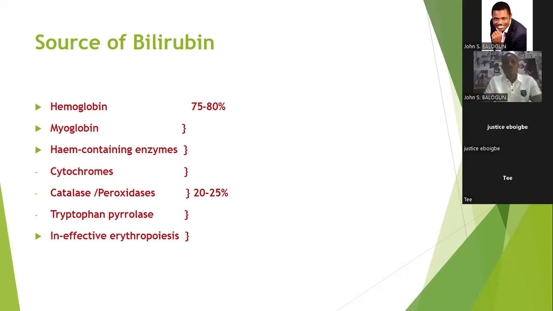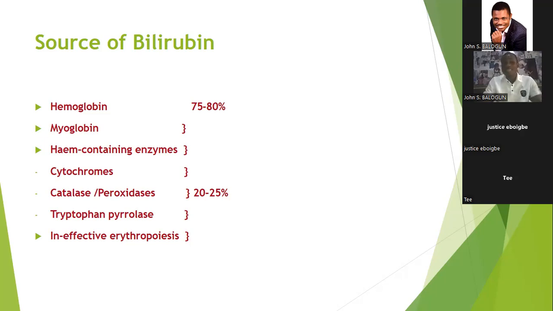So now you can also get it from myoglobin, that is also from the muscle. You can also find it from heme-containing enzymes, about 20 to 25% of the cytochromes. Most of those cytochromes also contain iron, contain heme components that can be broken down and then give you bilirubin, and from all of these other ones.